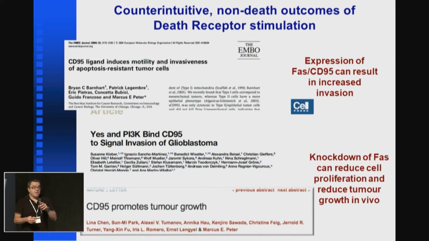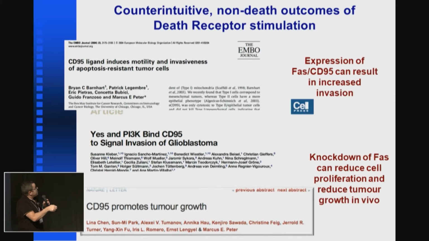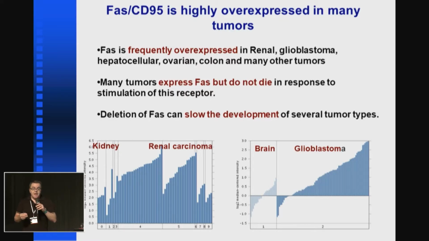But there have been a series of papers over the last 10 years or thereabouts with these counterintuitive outcomes of FAS or TRAIL receptor activation. First of all, about 10 years ago, Marcus Peter's lab showed that treatment of cells with CD95 ligand, so FAS is also called CD95 receptor, induces motility and invasiveness of apoptosis-resistant tumor cells. There's a paper here from Ana Martin-Villalba showing that CD95 can signal invasion of glioblastoma, and another paper from Marcus Peter showing that CD95 receptor is required on tumors and also for regrowth of livers after hepatectomy. So that suggests that FAS is somehow required for tumor proliferation and invasion, which doesn't fit with its role as a molecule that induces apoptosis in tumors.